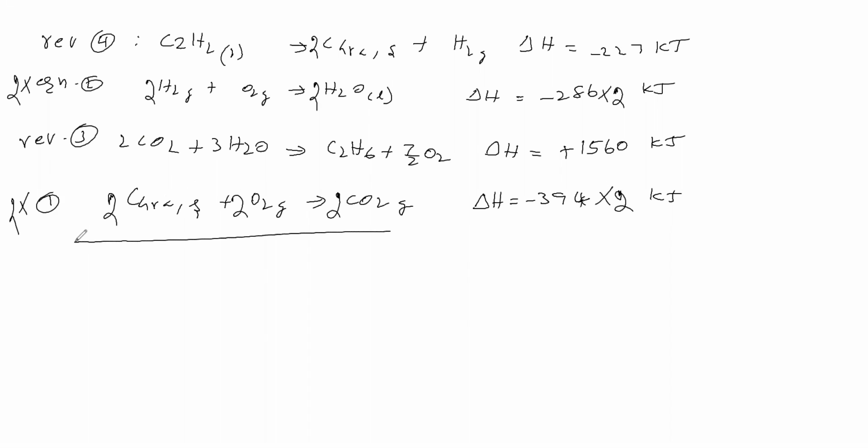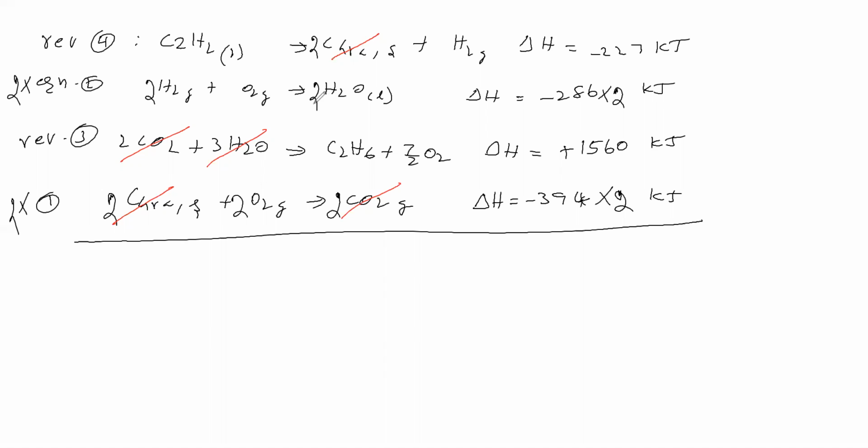Now we will add these equations. Then we will get the required equation. So we have cancelled the graphite. Then what other things are getting cancelled? You see, carbon dioxide is getting cancelled. Water has to be cancelled here. Here 3 water molecules are there, but here only 2 water molecules are there. How will water be cancelled then?